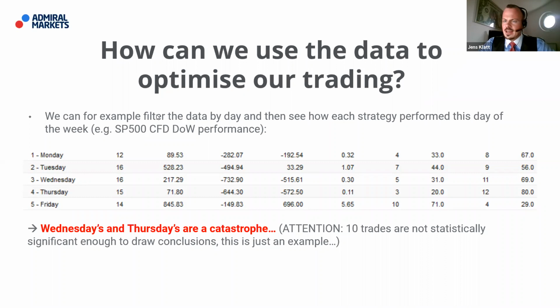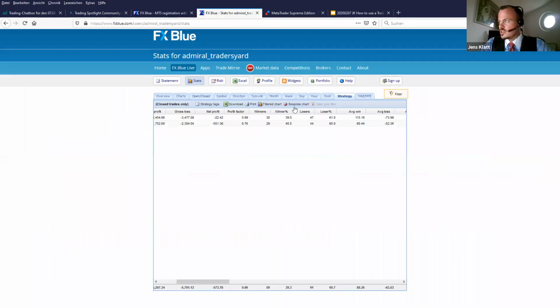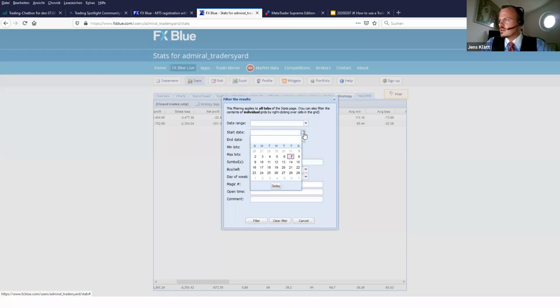We can filter data and then have a look at, for example, the performance of a strategy on each trading day. So I just want to show you how this is done. It's very easy to achieve. You click here on filter, and then you say, let's have a starting date. So let's go back to something like, I don't know, I think this is probably, I want to have all data.